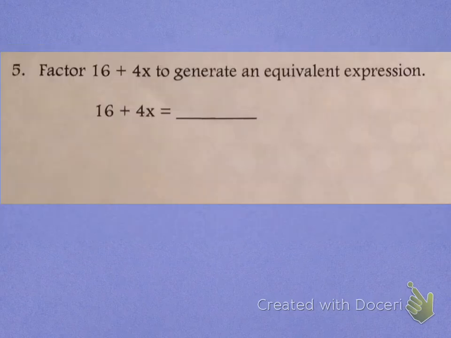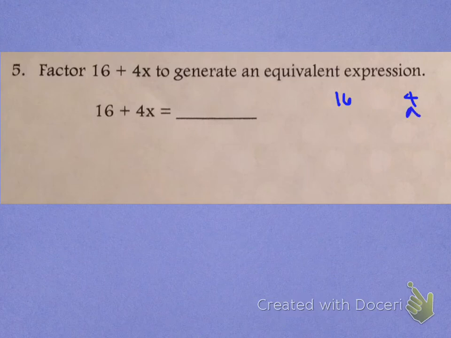Let's go to number 5. Number 5 says to factor 16 plus 4x to generate an equivalent expression. So I said there were two ways to do this. The first way is the way we did on example 4. The second way is that we could take a factor tree and we could factor out 16 and 4.